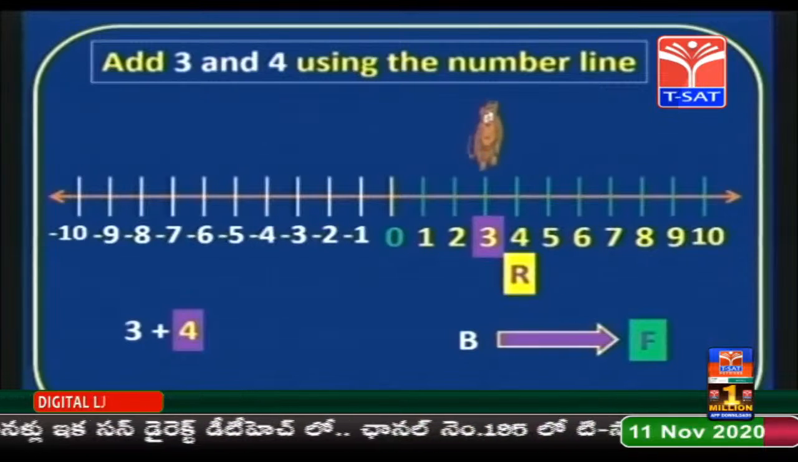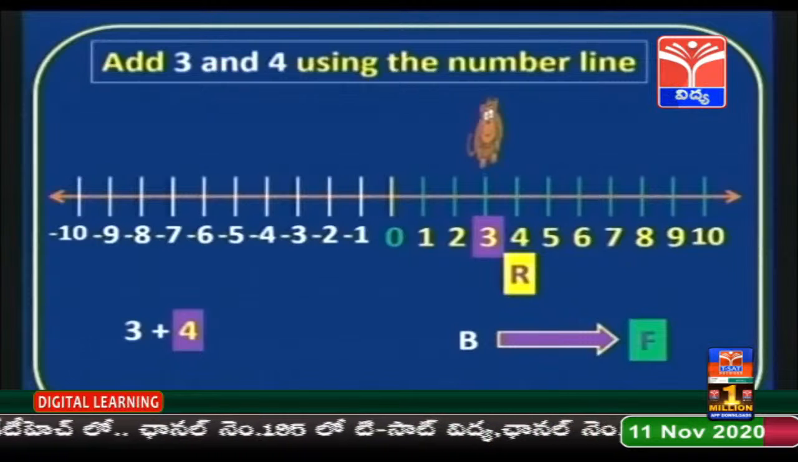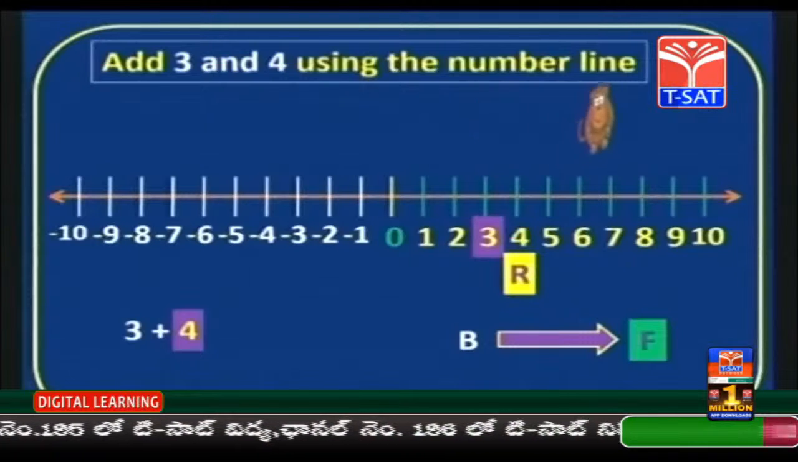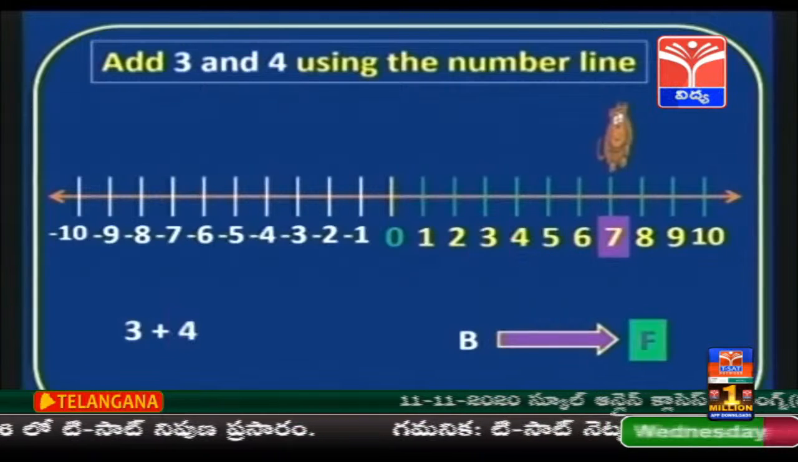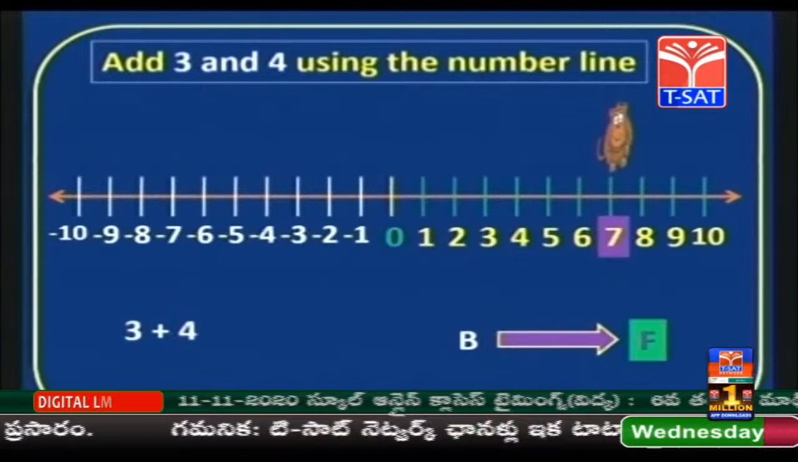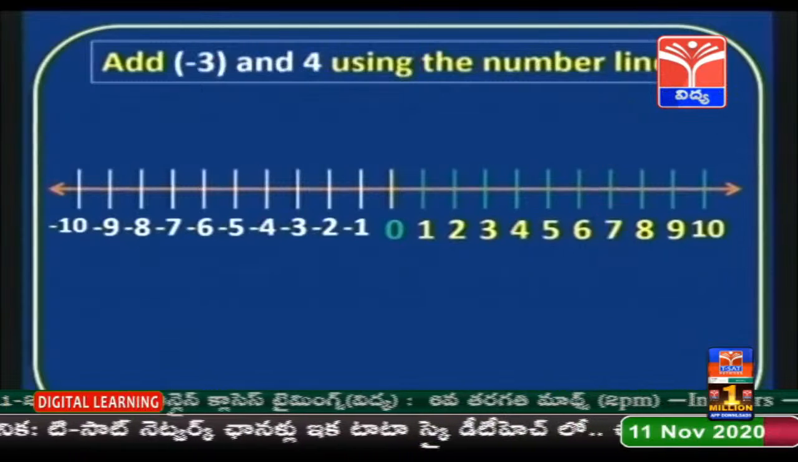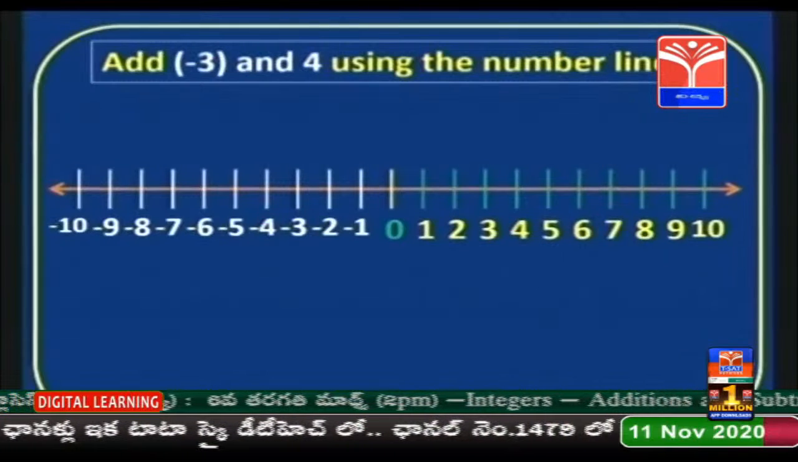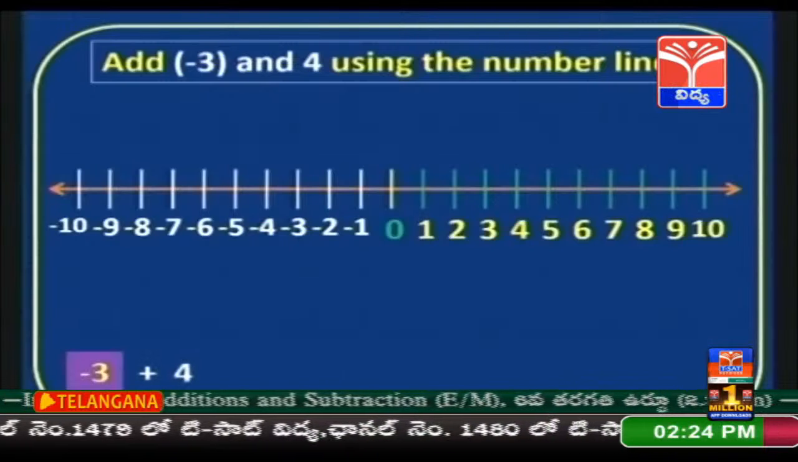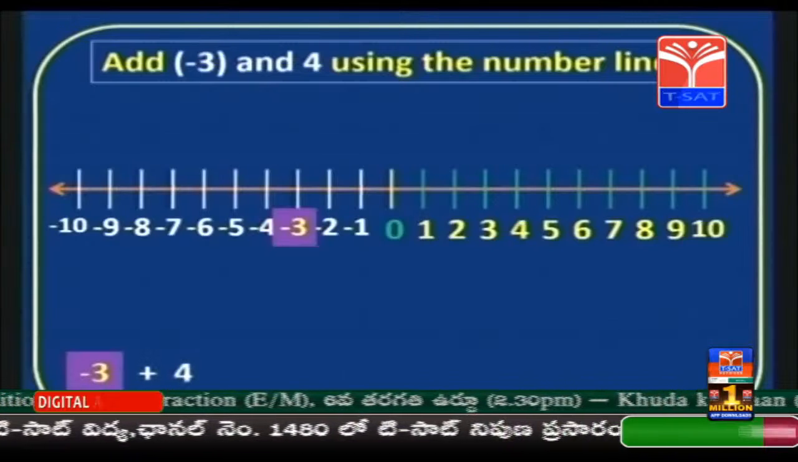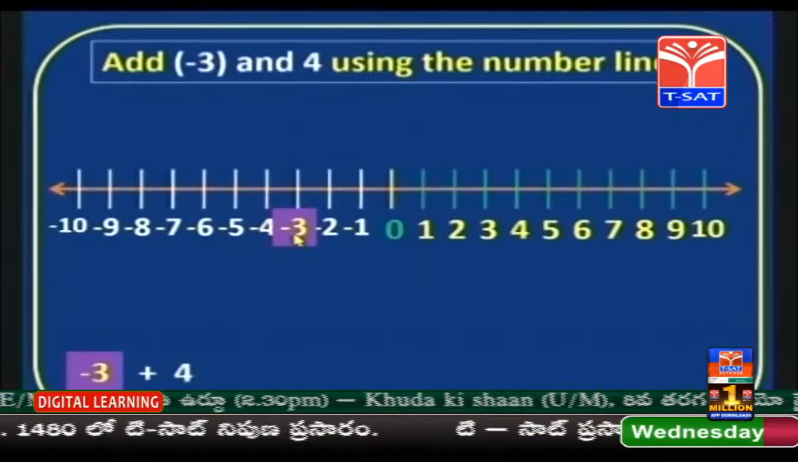Now I am taking a frog at 3 and this frog is jumping 4 steps forward. Now where is the frog? Yes, it is at 7. So 3 plus 4 is equal to 7. Now let us add minus 3 and 4 using the number line. Minus 3 plus 4. What is the first integer? Minus 3. So we have to go to minus 3 first.